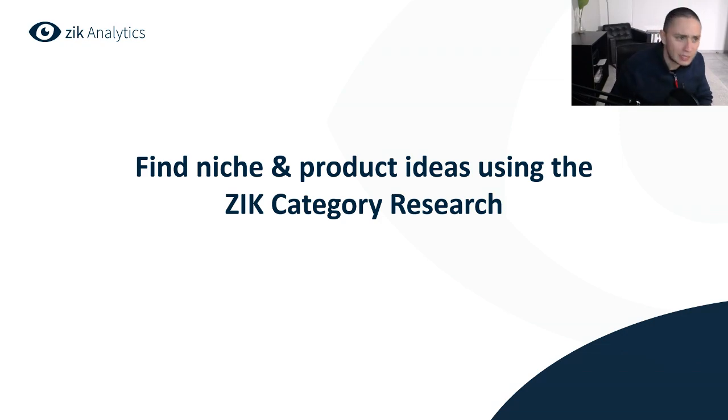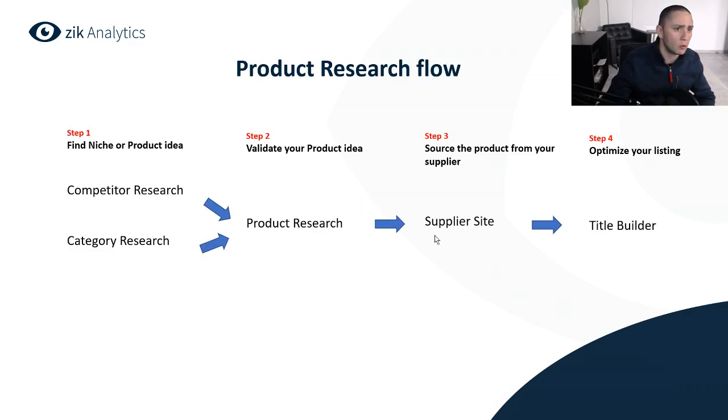All right, guys. So let's start. Find niche and product ideas using the Zik Category Research. We have a flow, and I'm going to go through the product research flow. We practice it here in different webinars. We break it into different webinars, but basically it's one long flow. And I recommend using the category research for the first step in the flow for finding product and niche ideas. So let's take a look at the flow.